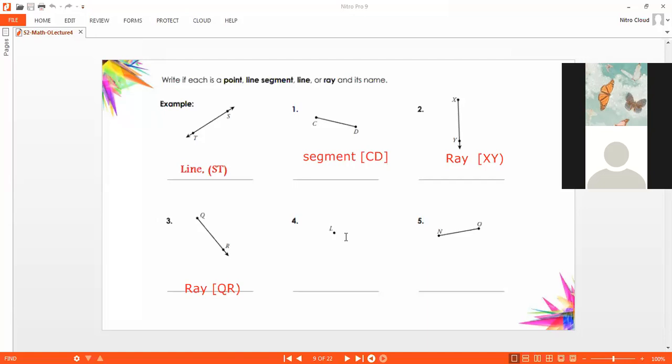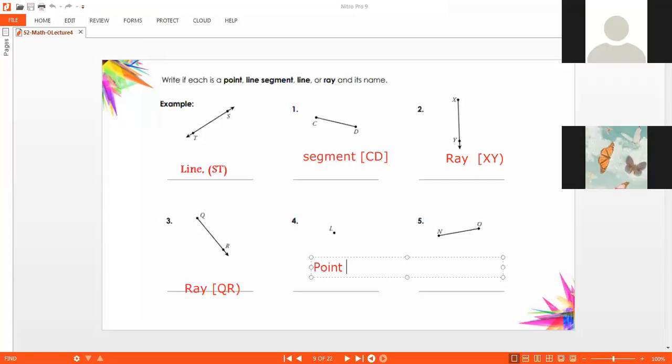What do you think this figure is in number four? It's a point. Bravo, Karim. What's the name of this point? What's the name of the point, Karim? L. Bravo, habibi, perfect.